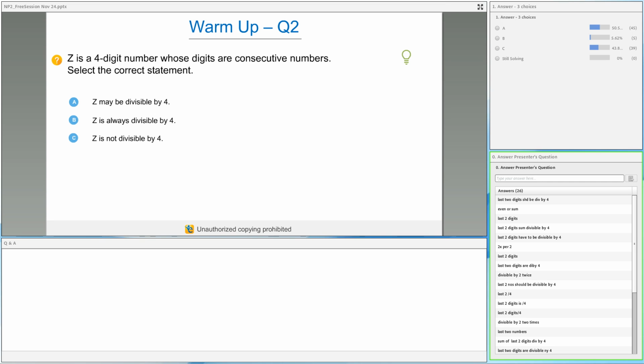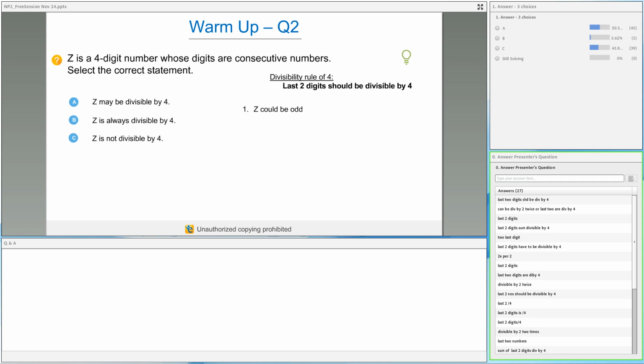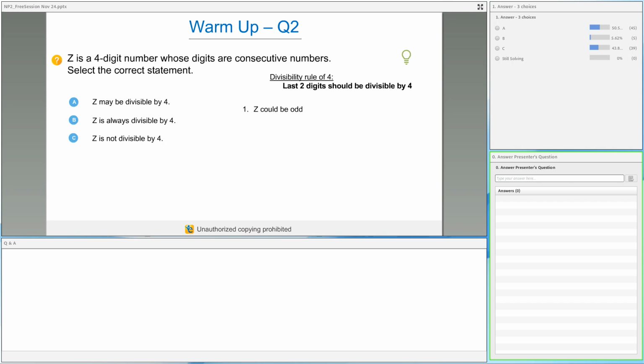Now, keeping in mind that the last two digits should be divisible by 4, one case is, since the numbers are consecutive, z could be odd. Now can you tell me a 4-digit number where z could be odd? Any number? 2, 3, 4, 5. Absolutely correct, and that is the number that we have written out here. No, 1, 1, 1, 1 is not possible. Please understand, because these are consecutive numbers, all the 4 digits cannot be the same.